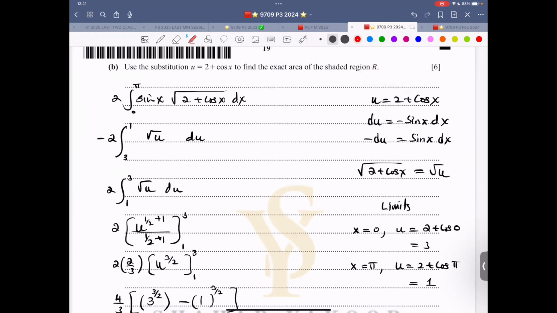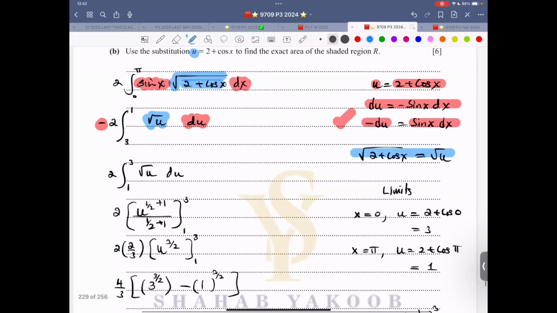First of all, always differentiate. u is 2 plus cos x. Therefore, du is negative sine x dx. Therefore, negative du is sine x dx. Focus on this. Sine x dx is negative du. That is the first thing. Next thing, 2 plus cos x is u. So root 2 plus cos x is root u. That is simple. That's right over here.